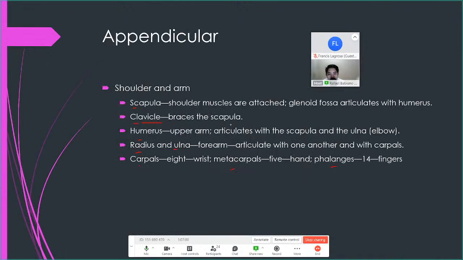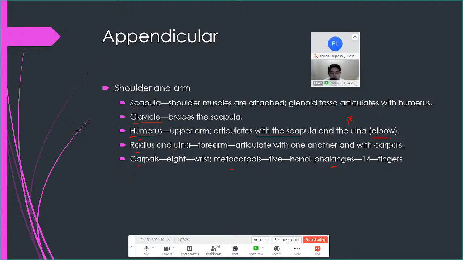Okay, next we have the humerus. This is your arm, the bone right here. It's your humerus. It articulates with the scapula to make the shoulder, and with the radius and the ulna, not only the ulna, to make the elbow. So here in the elbow.